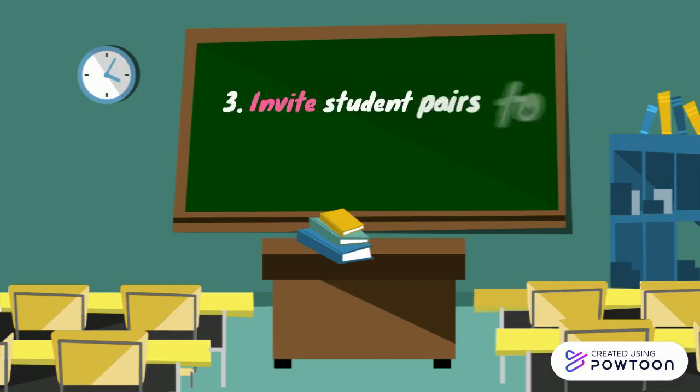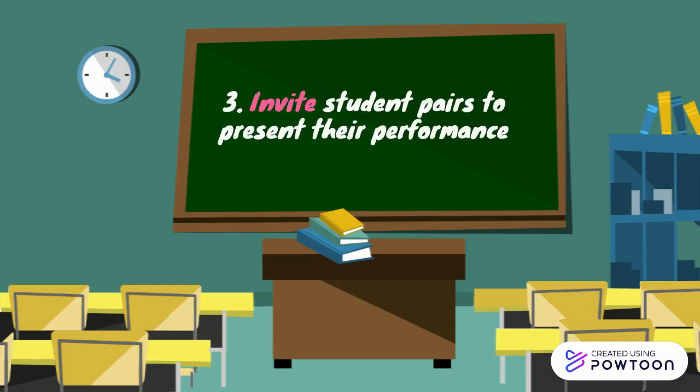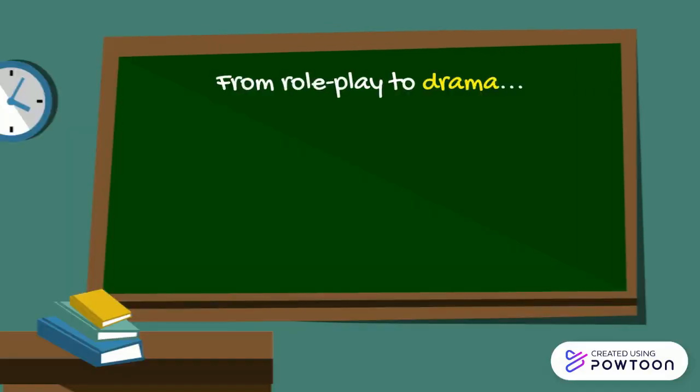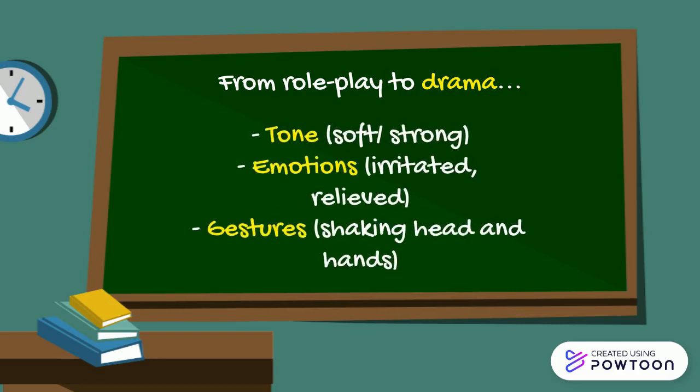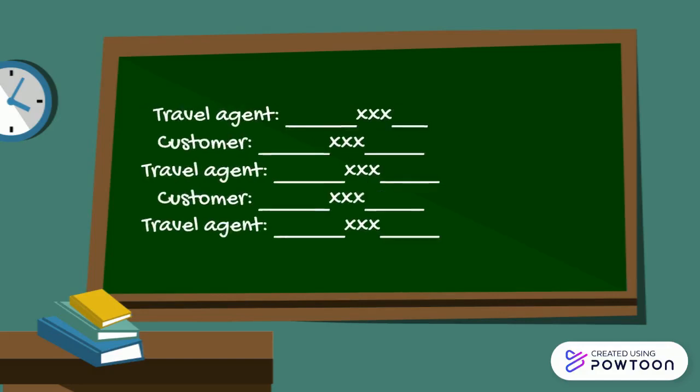The final step is to invite students' pairs to present their performance. From role-play to drama, students can pay attention to some techniques in communication. The tone can be soft or strong, the emotions can be relieved or irritated, as well as different gestures like shaking heads or hands. After writing their dialogues for the 2 characters, students can now think of possible emotions and gestures that can be displayed during the performance.